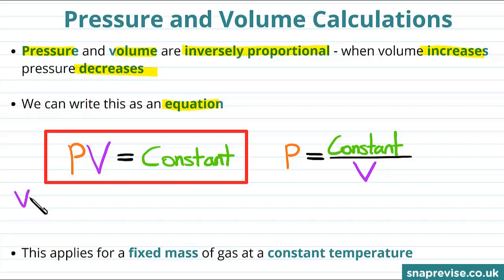Well, when V equals 1, P is just equal to our constant divided by 1, which is simply the constant. But let's imagine instead increasing the volume to 2.